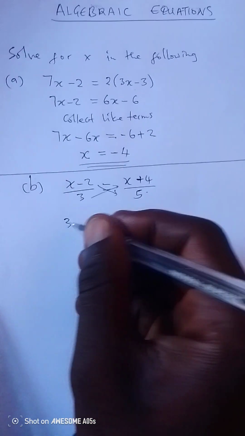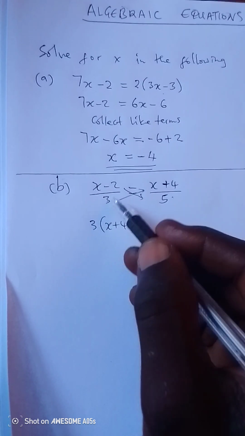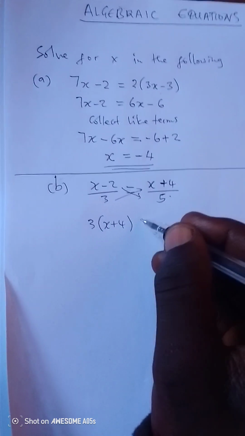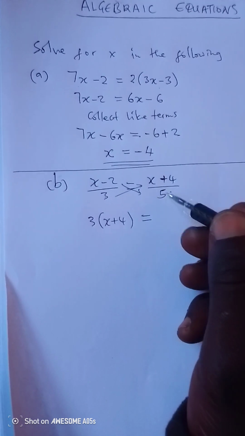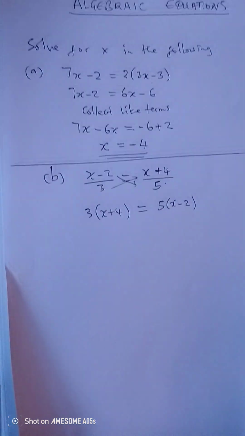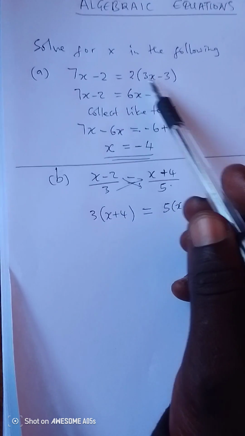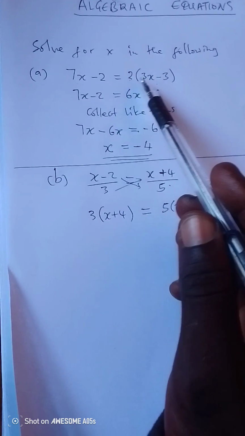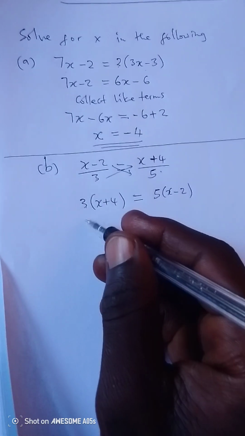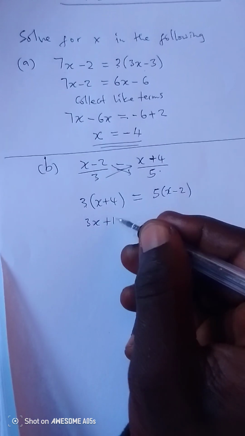So I'm going to have 3 open brackets x plus 4. It is this 3 which has multiplied the top there. But here there is an equal sign, so I'll put an equal sign. Then this 5 will multiply the top. So this is what we have. It's the same case as it was here, where you multiply the 2 with what is inside. So we do the same. This 3 will multiply the x, we get 3x. The 3 again multiplies the positive 4, we get positive 12.